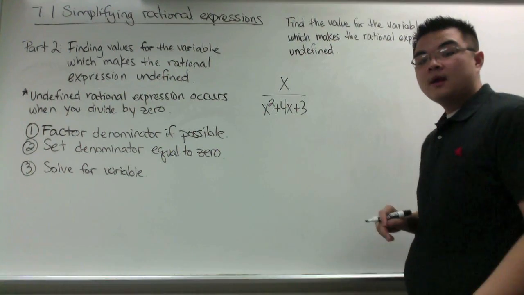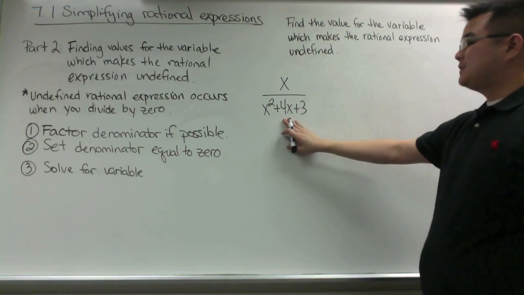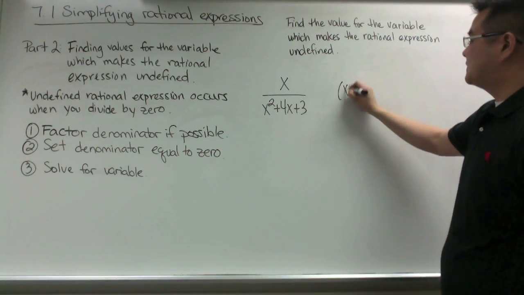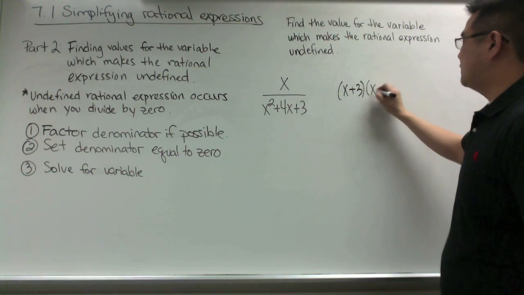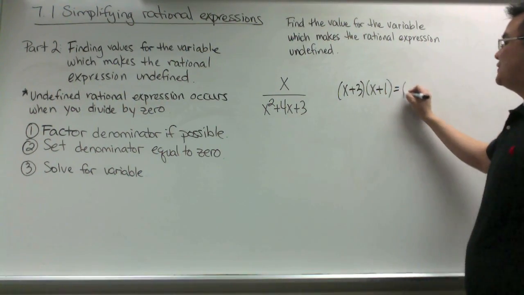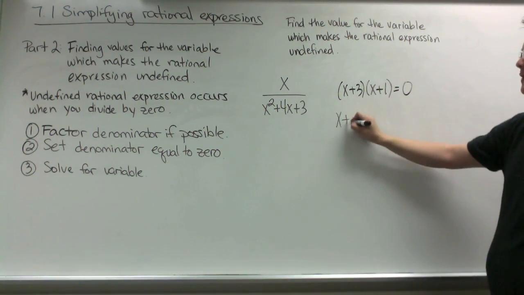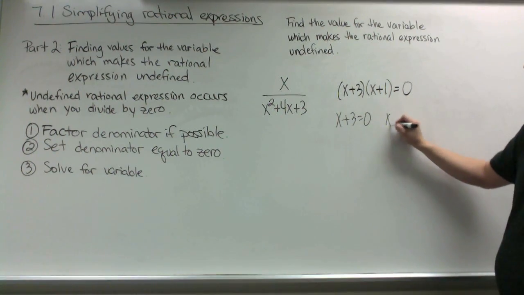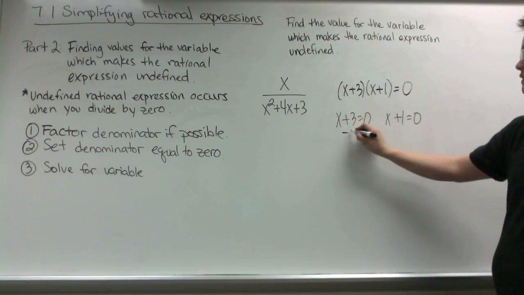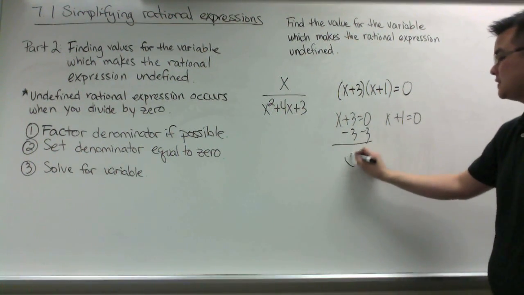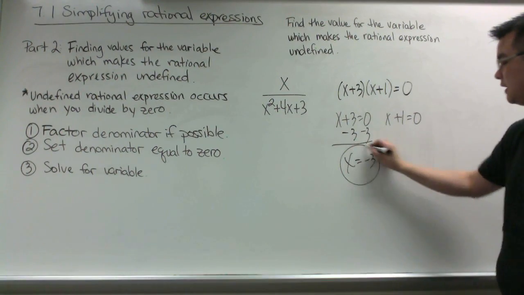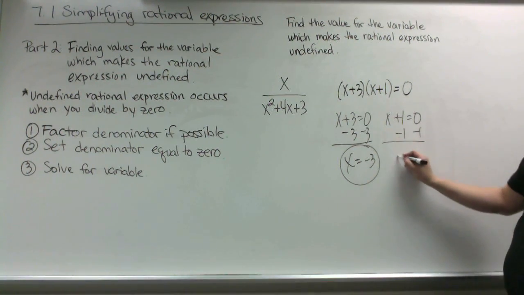Next example, we're going to factor the denominator to x plus 3, x plus 1, set it equal to 0, take each binomial, set it equal to 0, and solve. Subtract 3, we get x equals negative 3 for the first answer, and then x equals negative 1 for the second answer.